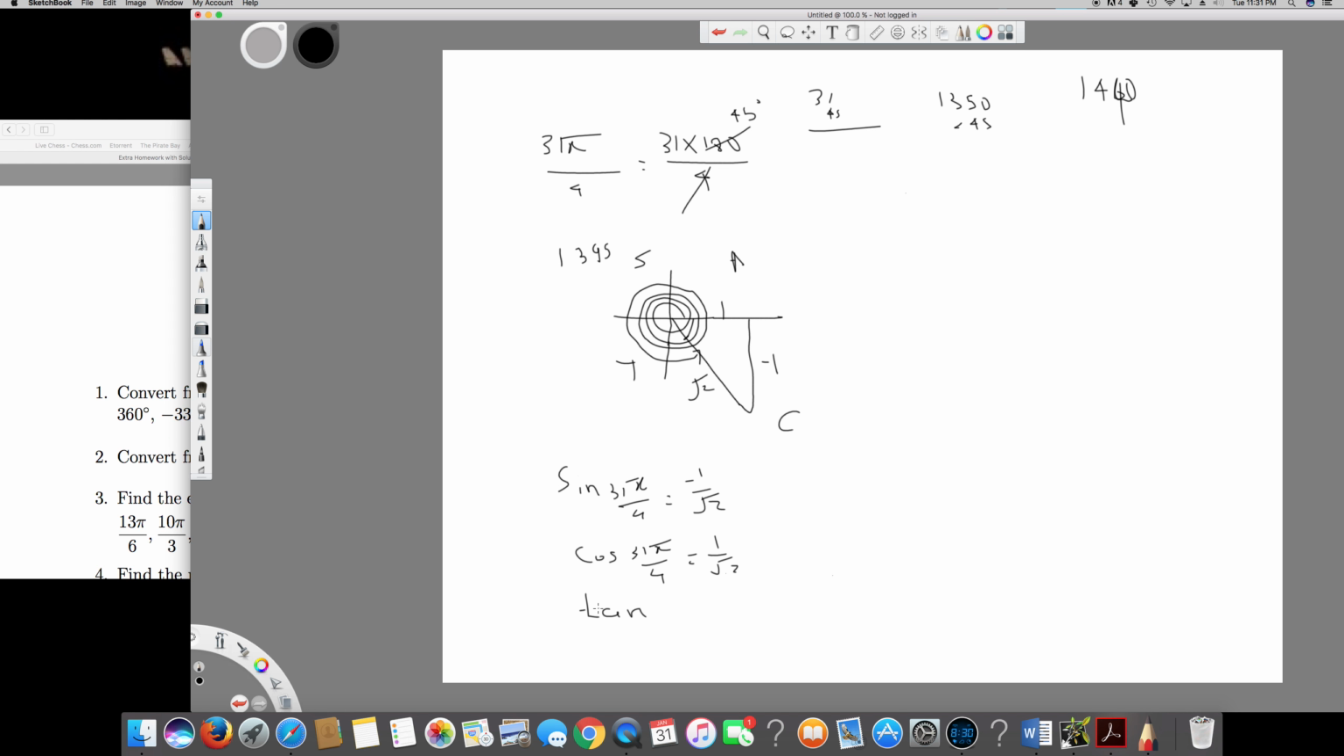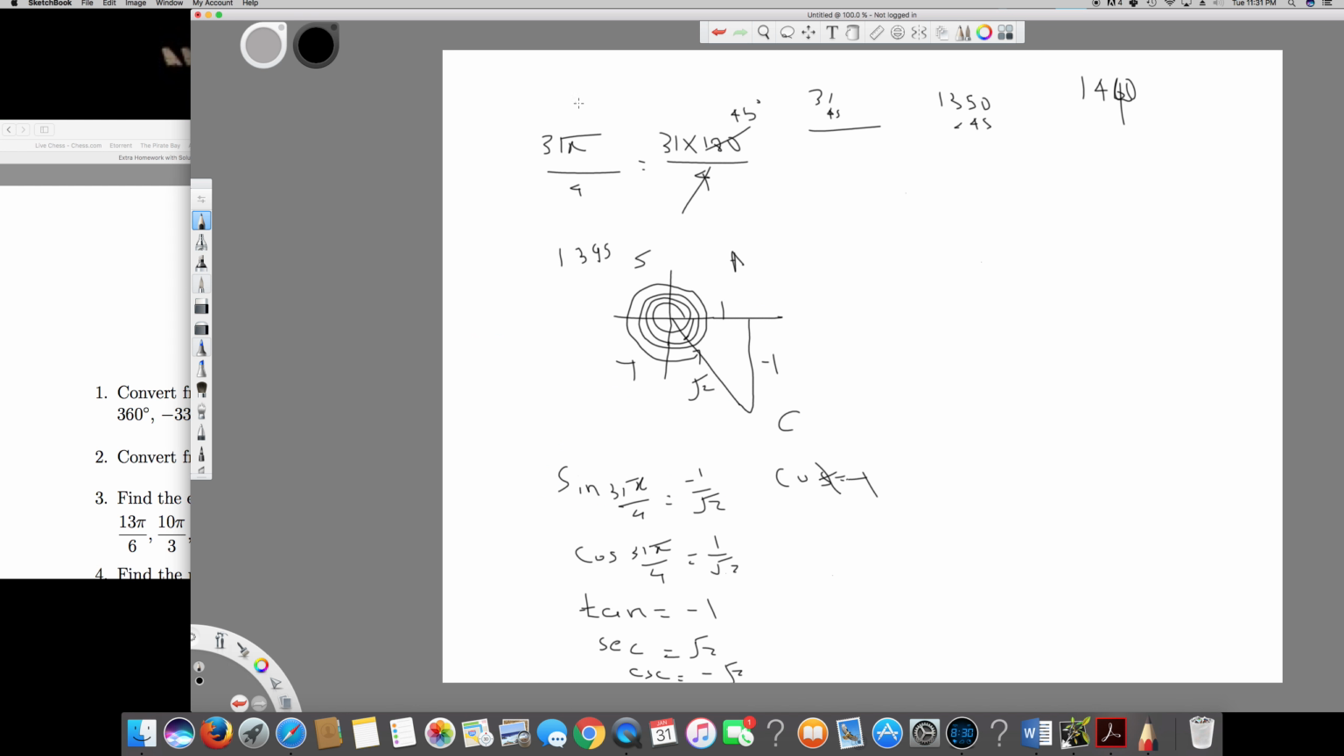Because tan is equal to sine over cos, therefore tan is equal to negative 1. And sec is the reciprocal of cosine theta, therefore root 2, and cosec is the reciprocal of sine theta, therefore negative root 2, and cot theta is the reciprocal of tan theta, therefore it's negative 1, and that's all it is.